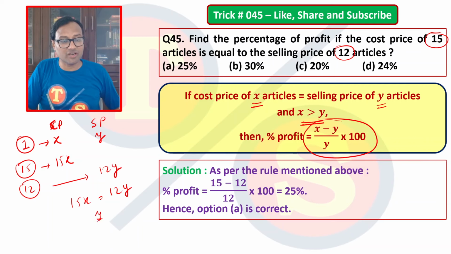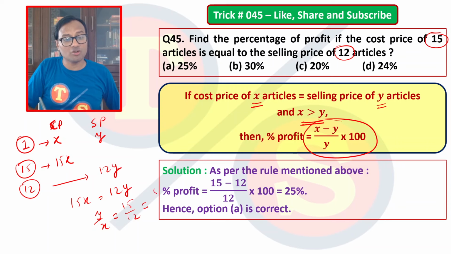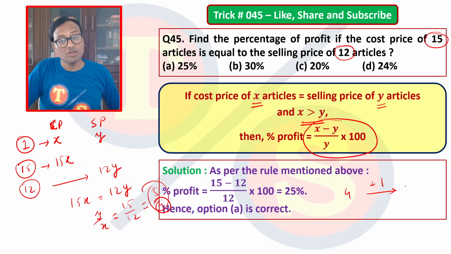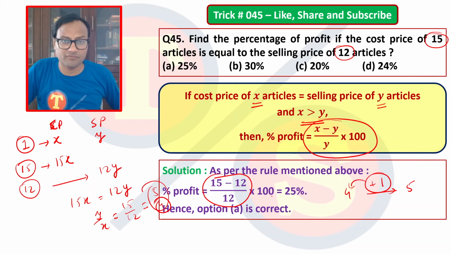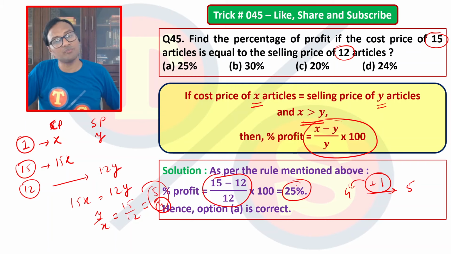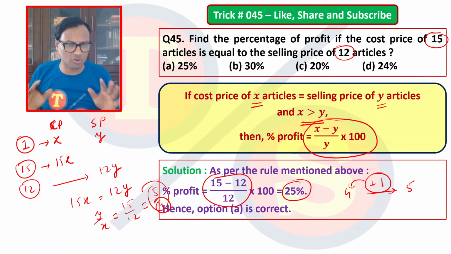which means you can calculate y upon x. Y upon x is equal to 15 by 12. On simplification, it is 5 by 4. It means on 4 rupees you will have a profit of 1 rupee. So 1 is how much percent of 4? Exactly the same thing is over here. 3 upon 12 is 1 upon 4, and 1 upon 4 is 25%. So you can do it in this way also.